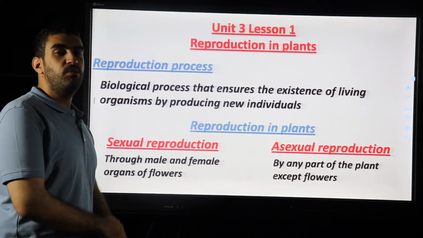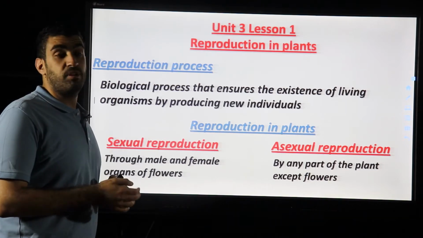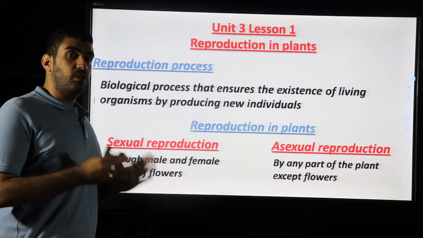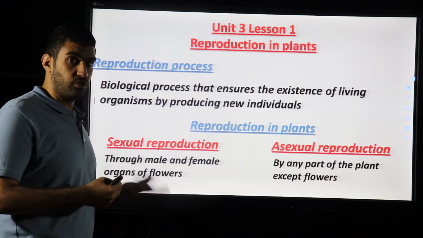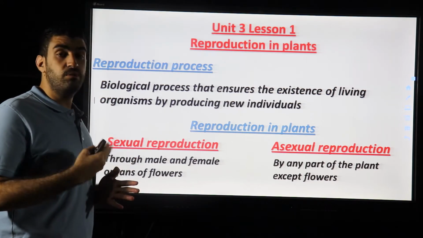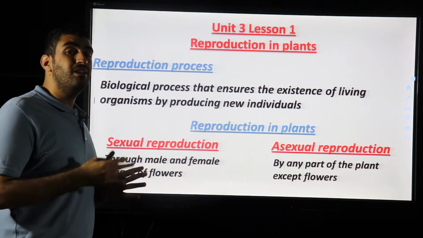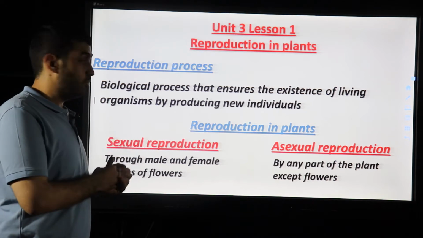Prep 2. Today we'll talk about the last unit, Unit 3, Lesson 1, Reproduction in Plants. But before we talk about reproduction in plants, we have to find out what is the target of reproduction. Why do we have to reproduce as living organisms? Why do we have to increase our numbers? Simply to compensate the missing or dead individuals.